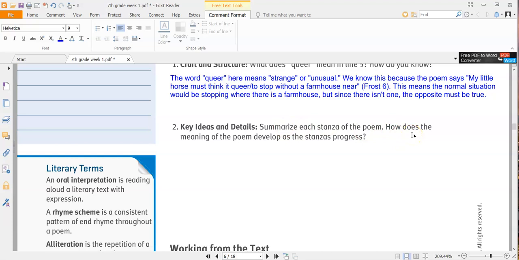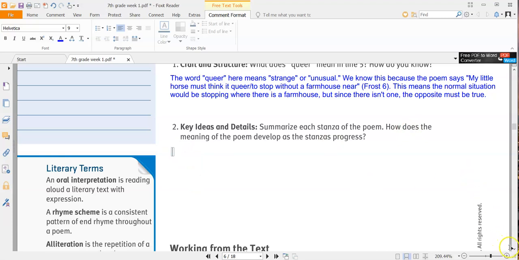Now the second part says, how does the meaning of the poem develop as the stanzas progress? So that's kind of like a multi-layered question. The first thing you have to figure out is, what is the meaning of the poem in the first place? What is the poem trying to communicate? The second thing you need to figure out is, how does that meaning grow or develop or change as the poem continues? Okay, and that's the second part of that question. That's what you will be answering in this space here.